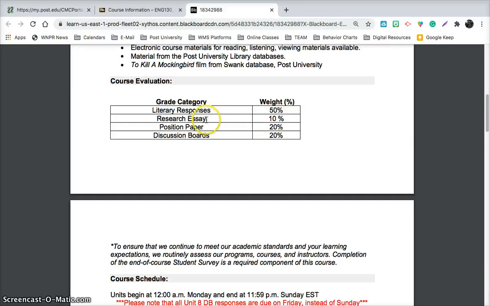The research essay is important because it gives way to your position paper, which is 20% of your grade. Both of these involve extensive research. Also, our weekly discussion boards will count towards 20% of your overall grade.